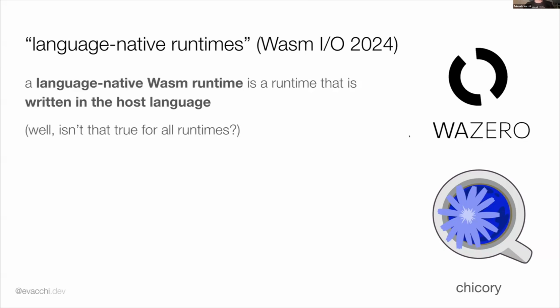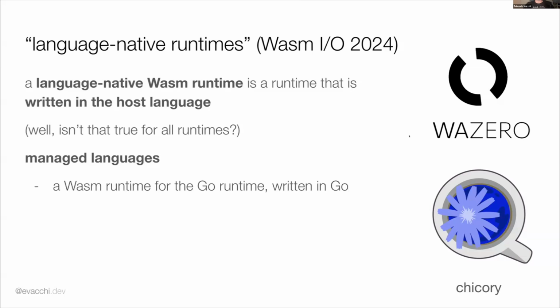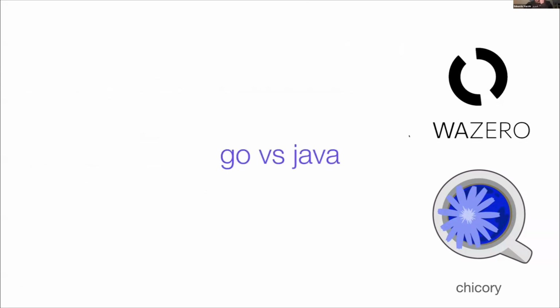You might say, yeah, that's all languages. That's all runtimes, right? But we especially mean managed languages in particular. The inspiration came from wazero. Wazero is a Go runtime written in Go, and Chicory is a runtime for the JVM written in Java. But why is that? There's a bunch of reasons why Go and Java are different, but there are a few reasons why they're similar.